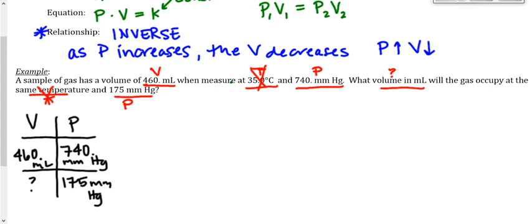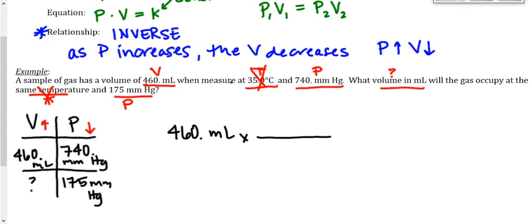So what I can do now is I can use my pressure, because I have both values, as a conversion factor. So I start off with what I don't know my other part for. So I have 460 milliliters. And I'm going to use that pressure as a conversion factor. So to figure this out, I have to look at the relationship. So I can see here that the pressure decreases. 740 to 175 goes down. So if this is an inverse relationship, if the pressure decreases, the volume should increase. So our volume, our answer, is going to be bigger than 460.